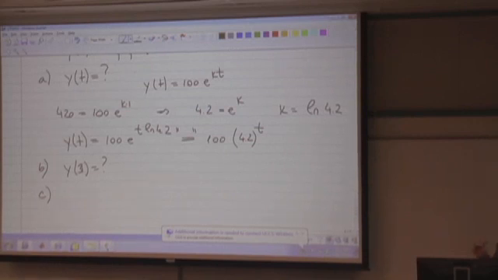Well, what is the key word? Rate of growth. It's not a constant. Rate means the derivative. So we need to figure out what y prime is and plug in 3. Does that make sense?